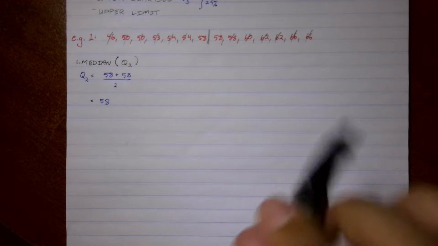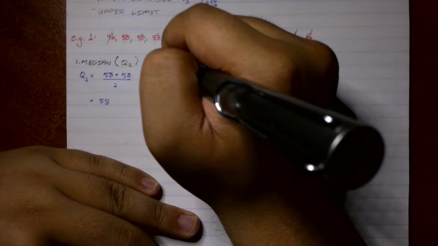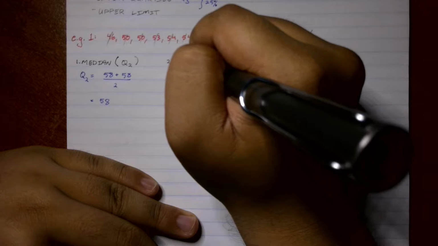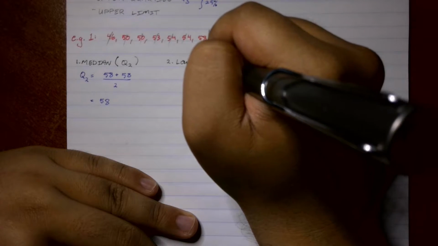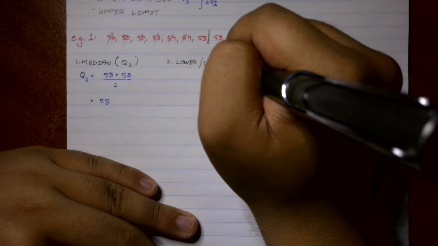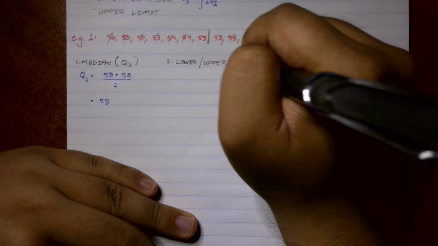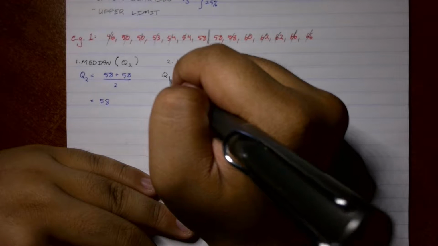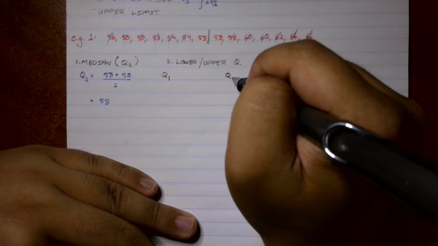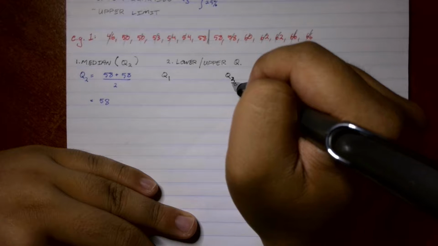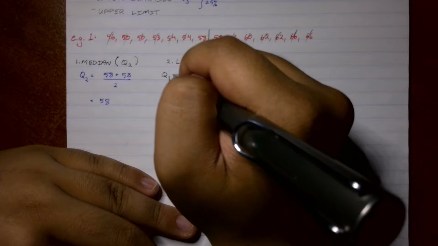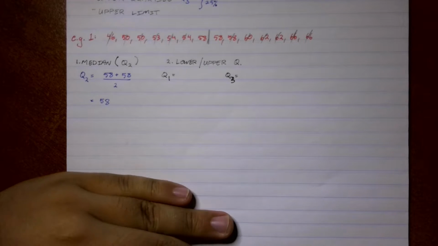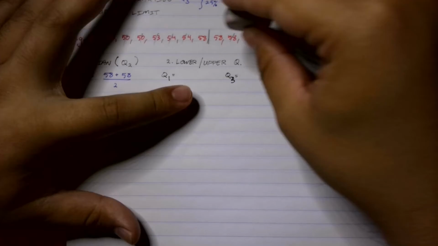Next thing we're going to calculate is the lower and upper quartile. So the second thing we'll calculate is the lower and the upper quartile. I'm going to label them here. This is Q1 and Q3. We're going to calculate these two. And now, how we calculate the lower and upper quartile.